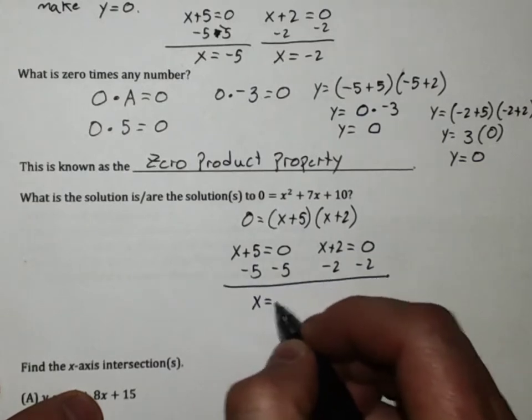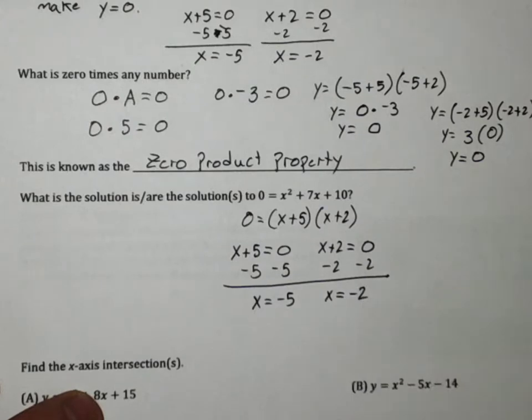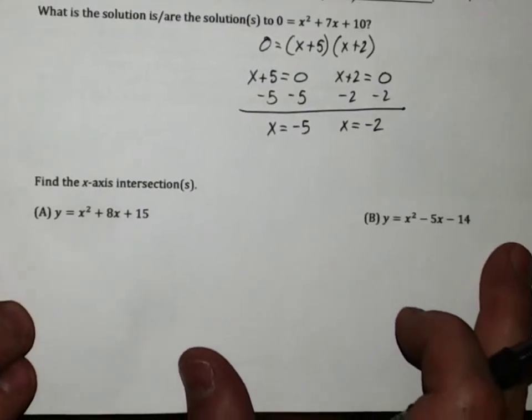And I get one answer. One solution is negative 5. And another solution is negative 2. So let's try it again.